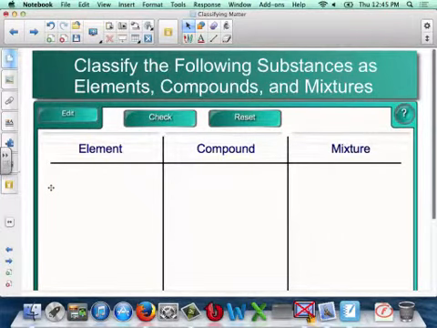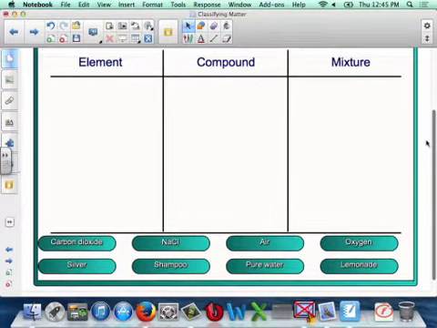So here we go. I'm going to have you guys classify these. Tell me if it's an element, a compound, or a mixture. You got this? All you have to do is choose one. Tell me where to put it.